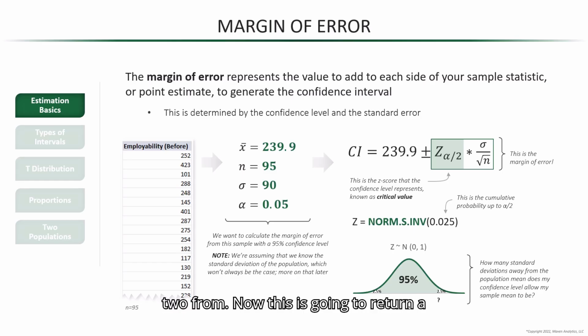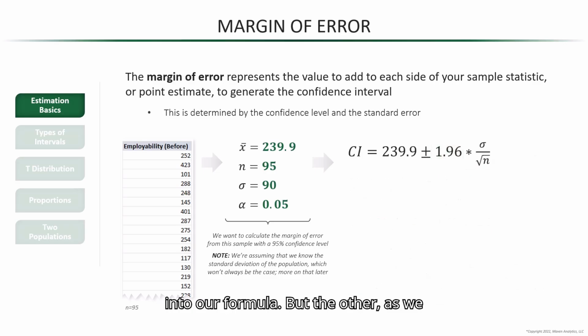Now this is going to return a value of negative 1.96, which is correct, but adding and subtracting a negative number is a little bit confusing. So a lot of the time you'll see this instead, which is just the cumulative probability of 1 minus alpha, or from negative infinity all the way up to the end of our area on the right here, which does get us the same z-score. It's just positive and easier to work with or think about. So that's one component of the margin of error. Let's go ahead and plug that value into our formula.